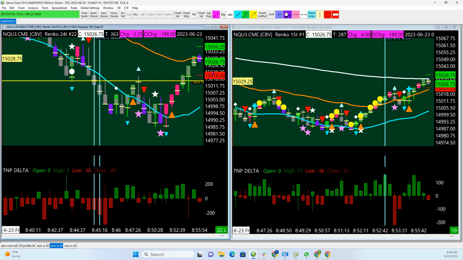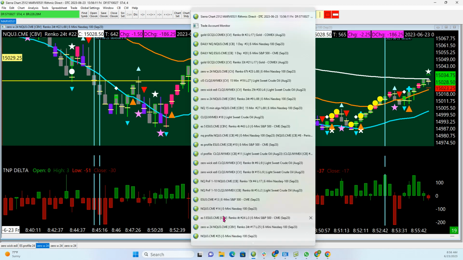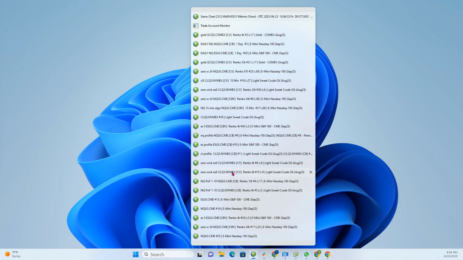And you will have fewer setups on the 24, although bigger stops, right? And the next thing that I'm looking for, and hold on, I've got to pull up, I'm looking for something here. Where is it? This is not good.